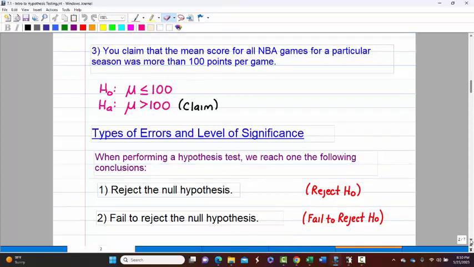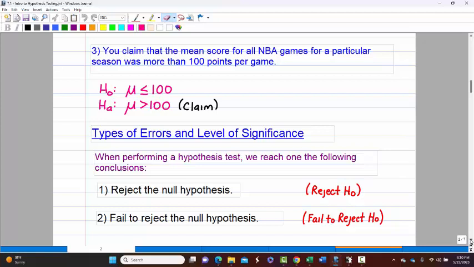But anyway, here's what we do when we test the hypothesis, what we're looking for. We reach one of the following two conclusions. We either reject the null hypothesis, so we reject that Ho, or we fail to reject the null hypothesis, so we don't reject that Ho. Now we're going to talk more about this as we go.